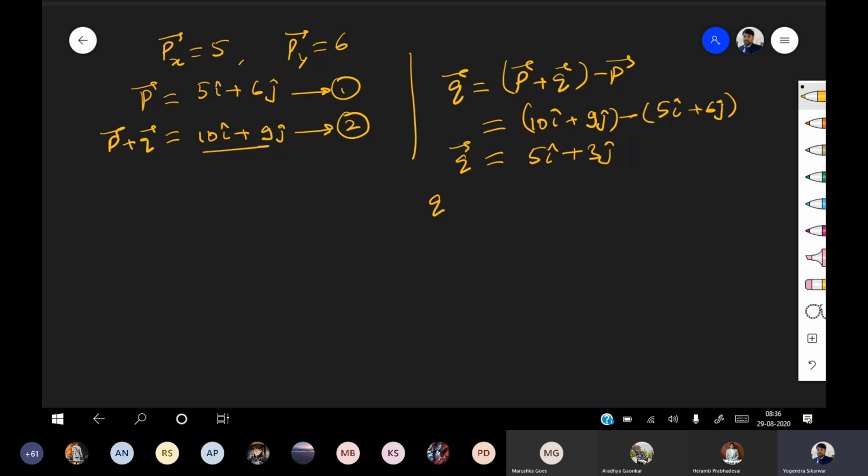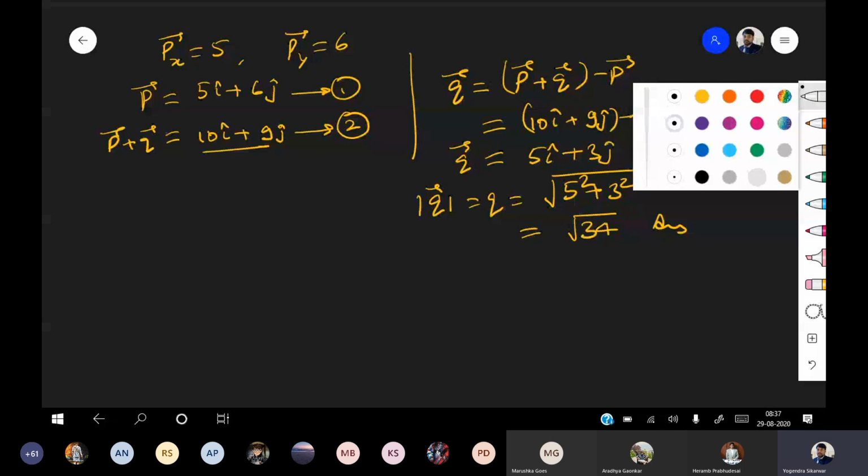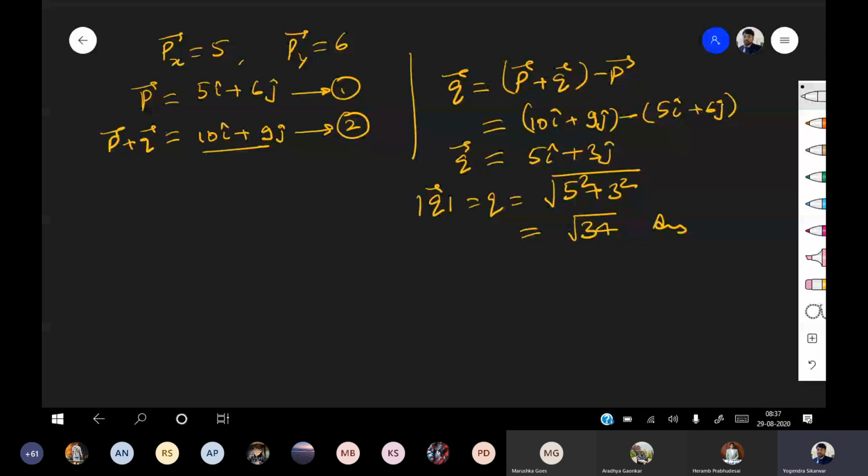So the magnitude of q is equal to under root of 5 square plus 3 square. Root 34. Answer. Clear? Say yes, sir. Yes, understood.